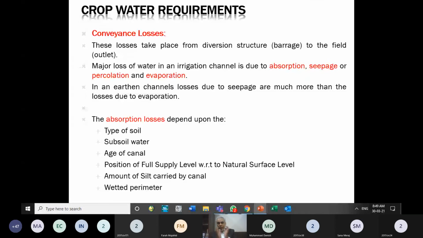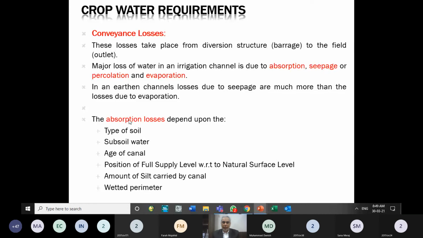The opposite is also true. I can put a larger section and a smaller slope or smaller velocity, but that will cause more losses. If the section is larger, the area from where seepage will occur will be larger. The perimeter is larger, so seepage will be more. So you should also understand that seepage losses are affected by this.